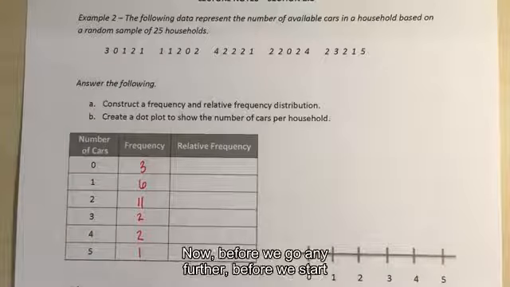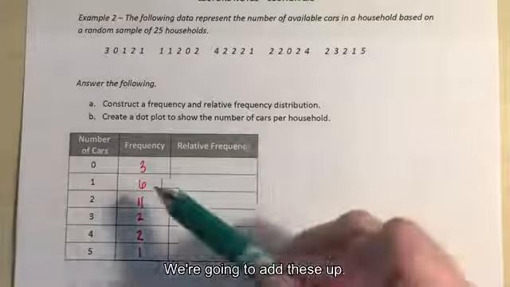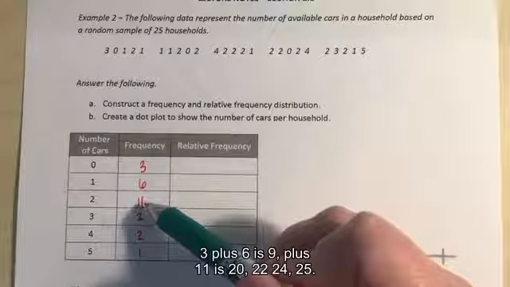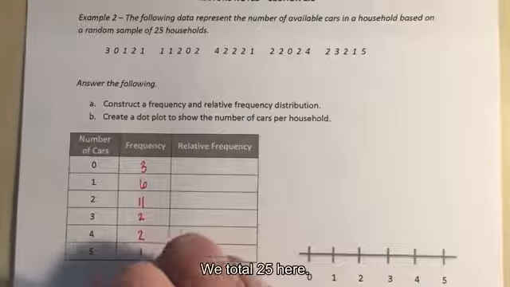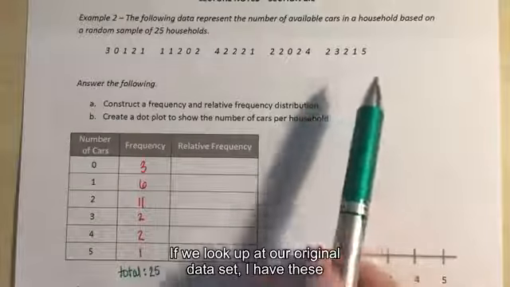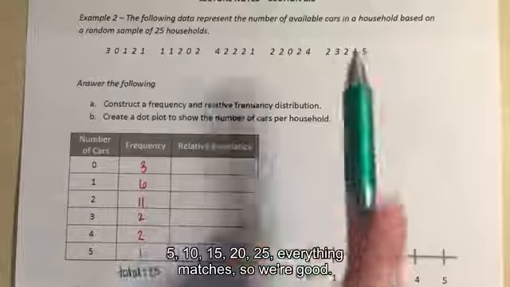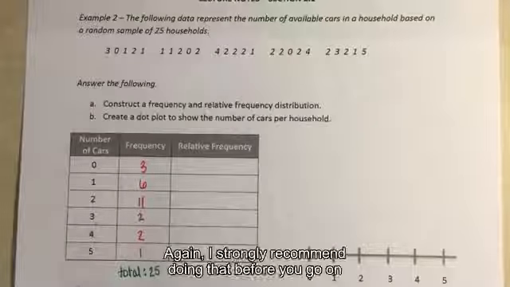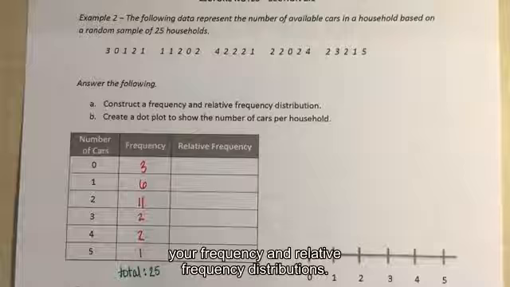Now before we go any further, before we start calculating our relative frequencies, we want to make sure that our total is correct. So we're going to add these up. 3 plus 6 is 9, plus 11 is 20, 22, 24, 25. So we total 25 here. And if we look up at our original data set, I have these grouped into groups of 5 to make it easier to count. So 5, 10, 15, 20, 25, everything matches, so we're good. Again, I strongly recommend doing that before you go on to the next step in your problems when you're creating your frequency and relative frequency distributions.